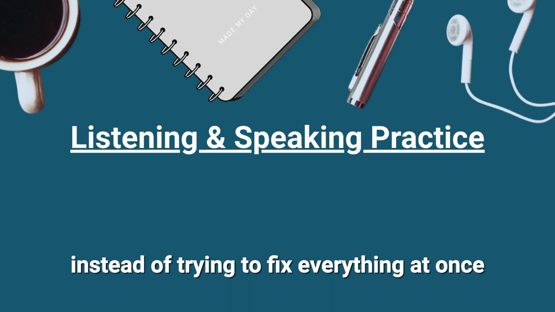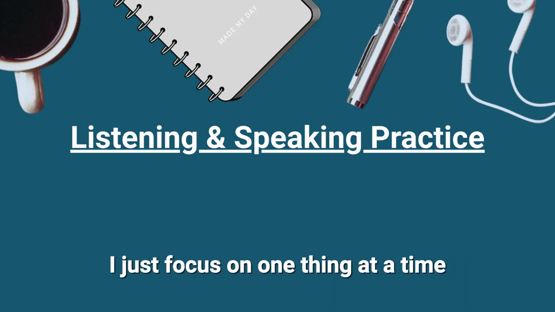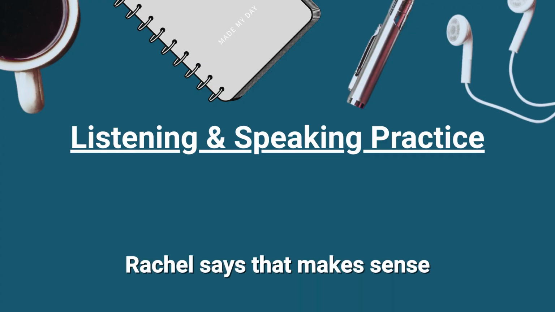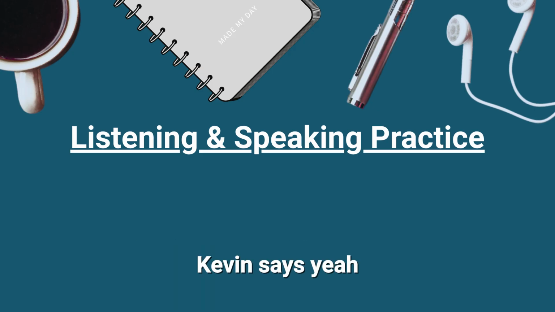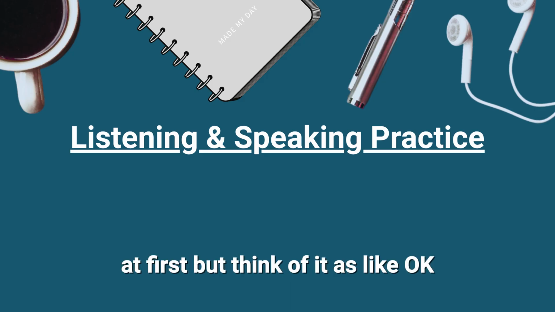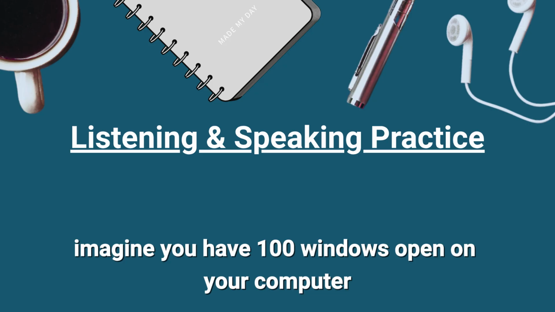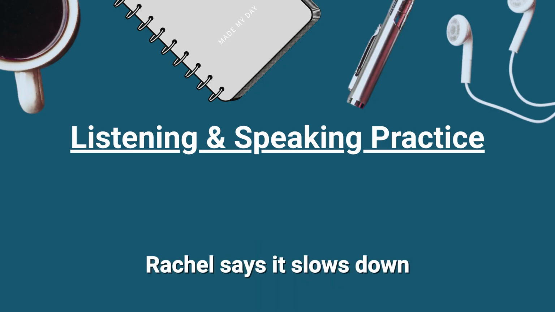Instead of trying to fix everything at once, I just focus on one thing at a time." Rachel says, "That makes sense, but isn't it hard not to think about everything else?" Kevin says, "Yeah, at first. But think of it as, okay, imagine you have 100 windows open on your computer. What happens?" Rachel says, "It slows down."